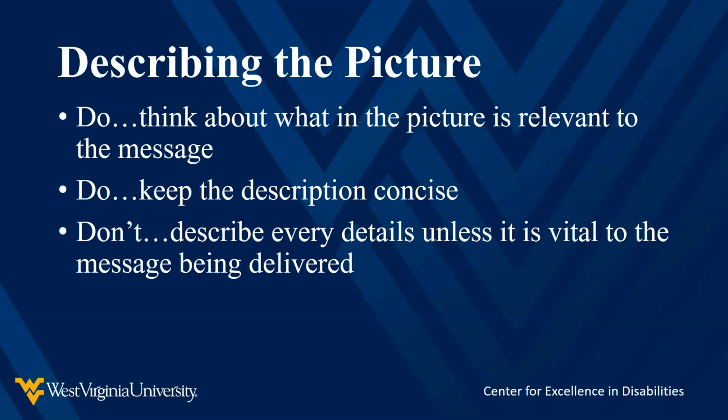Also, you want to make sure that you keep the description concise. Now, it can get a little bit wordier when you're talking about images and graphs, but for basic things like that, you want to keep it very concise and straight to the point. Don't describe every detail unless it's vital to your message. So like with the dog picture, is it important that everyone knows what breed dog that is? Or is it more important to give a description of what was happening with the tennis ball being thrown?